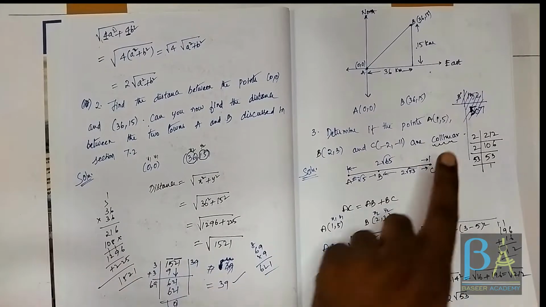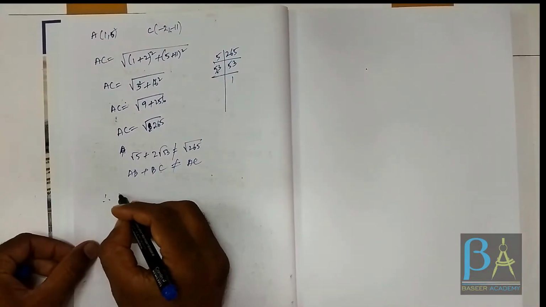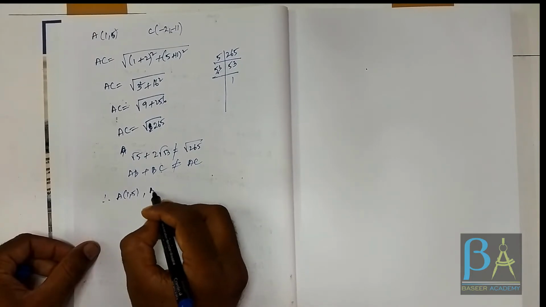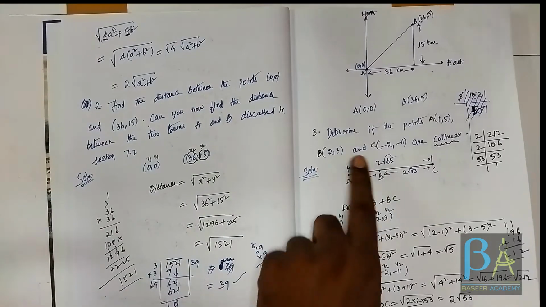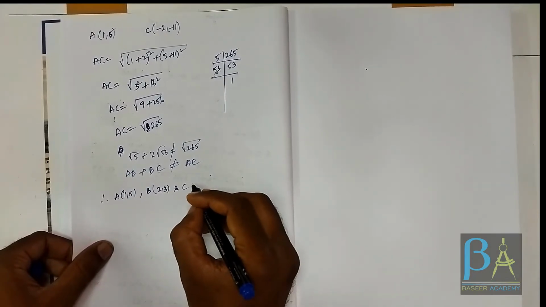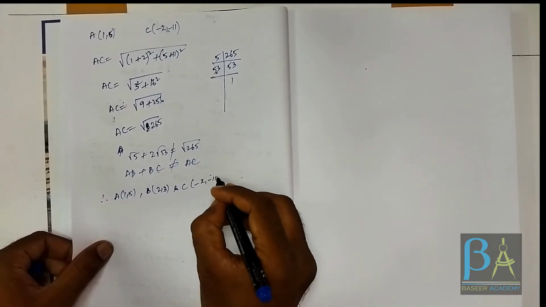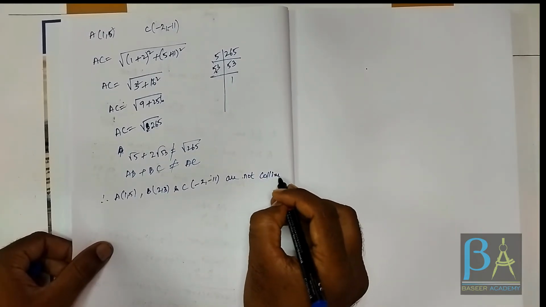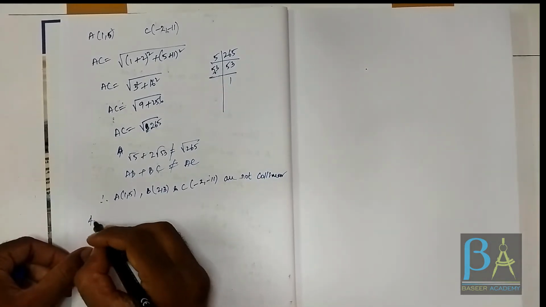Hence, the 3 points are not collinear. Therefore, A, which is (1, 5), B, which is (2, 3), and C, which is (-2, -11) are not collinear. They are not collinear. Let's move on to question number 4.